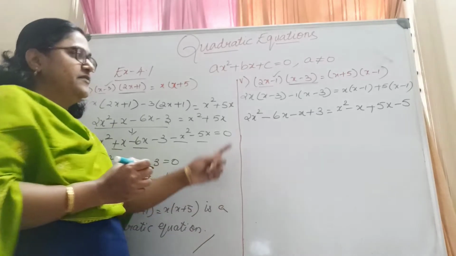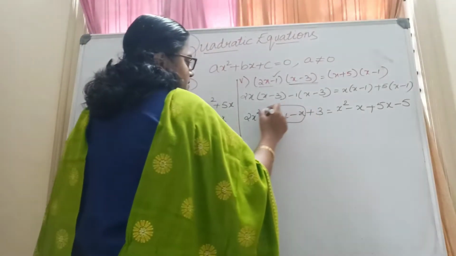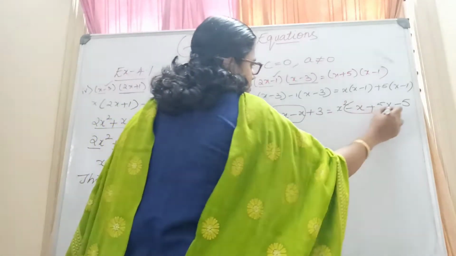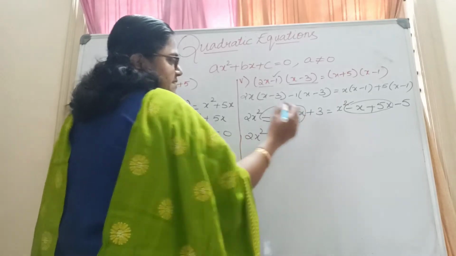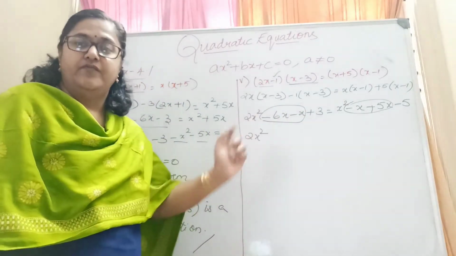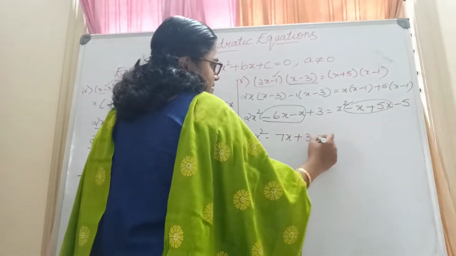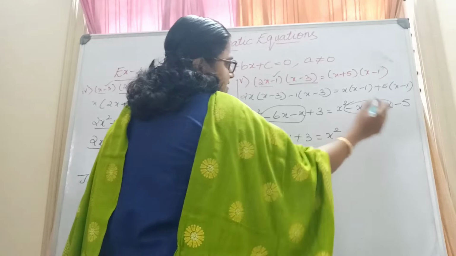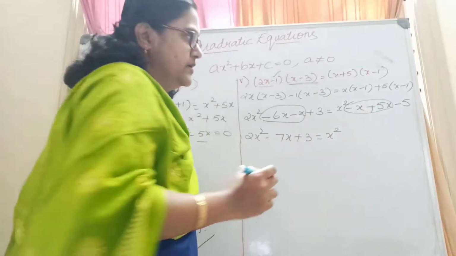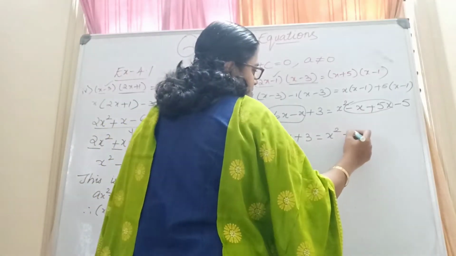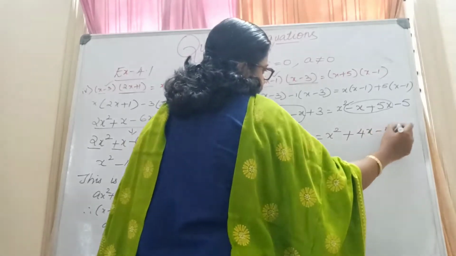Okay. Now we'll identify the like terms and simplify further. Now here only these two are like terms and here also only these two are like terms. So we'll simplify further. 2x square minus 6x minus x, both are negative, so we'll add minus 7x plus 3 is equal to x square. Here 1 is negative, 1 is positive, so you have to subtract and take the sign of the greater number. So here 5x is a greater one, so I'll take plus, 5 minus 1 is 4, 4x minus 5.